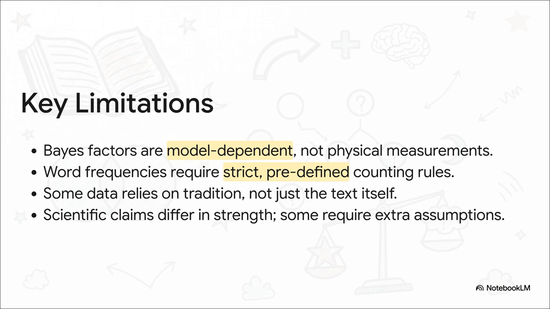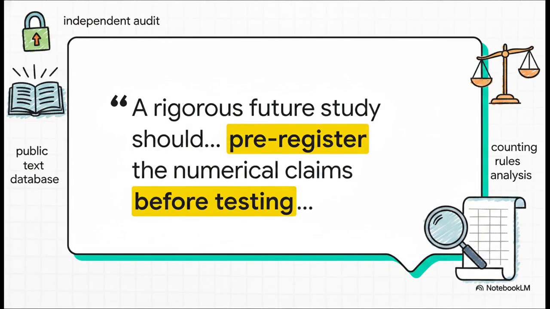In fact, in what I think is a pretty impressive display of intellectual honesty, the manuscript explicitly calls for a rigorous, independent audit of its own findings. It basically says, hey, the next step should be for someone else to use a public version of the text, publish all the rules beforehand, and pre-register every single claim before they even start looking. That's the gold standard in science to avoid cherry-picking the results you like.